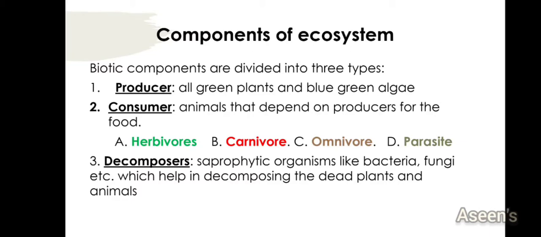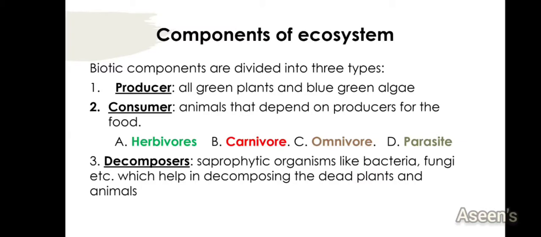The third category, that is decomposers, they are saprophytic organisms. Saprophytic organisms are the ones which depend upon dead and decaying matter. Parasites and saprophytes are different. Parasites live on a living organism, whereas decomposers, that is saprophytic organisms, depend on wherever something is dying or decaying. They grow there, they feed there.